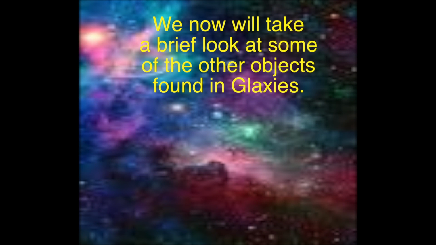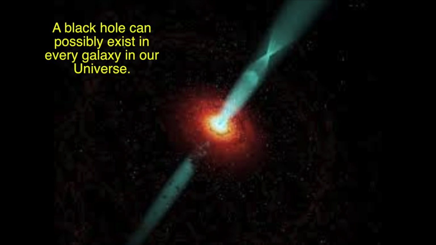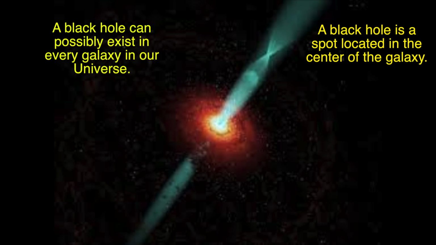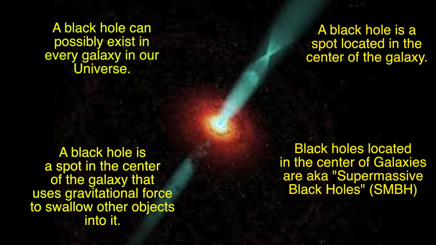Now we'll take a brief look at some of the other objects found in galaxies. We now talk about black holes, dark matter, quasars, and pulsars. A black hole can possibly exist in every galaxy in our universe. A black hole is a spot located at the center of the galaxy. A black hole is a spot in the center of the galaxy that uses gravitational force to swallow other objects into it. Black holes located in the center of galaxies are also known as supermassive black holes, or SMBH.